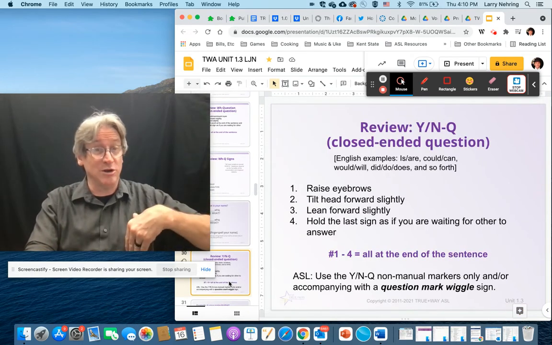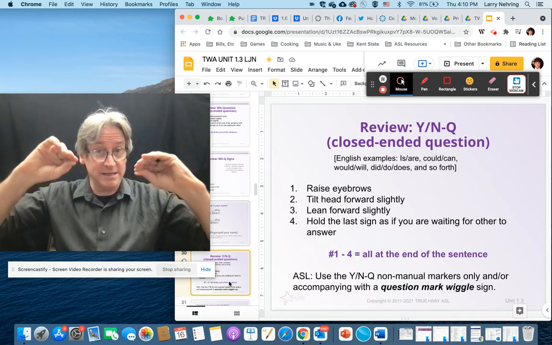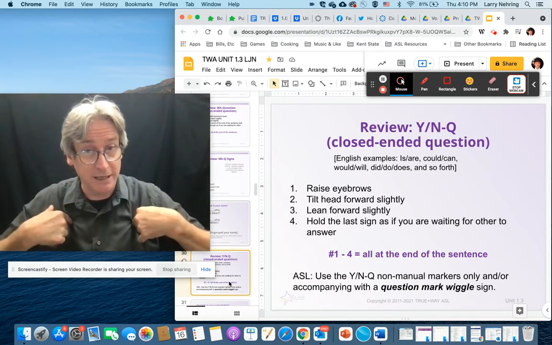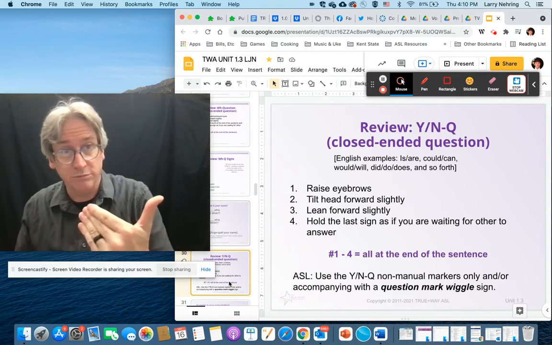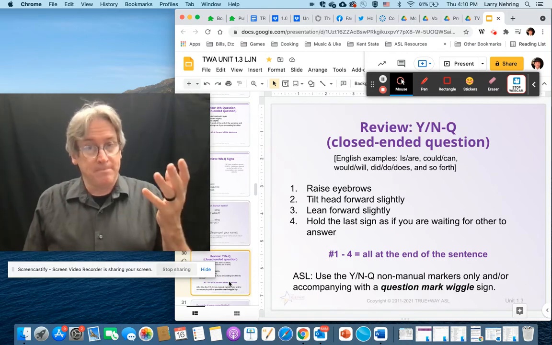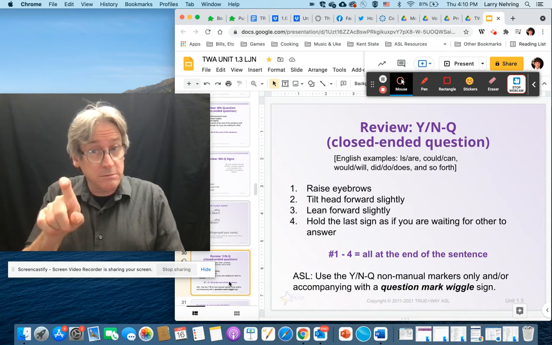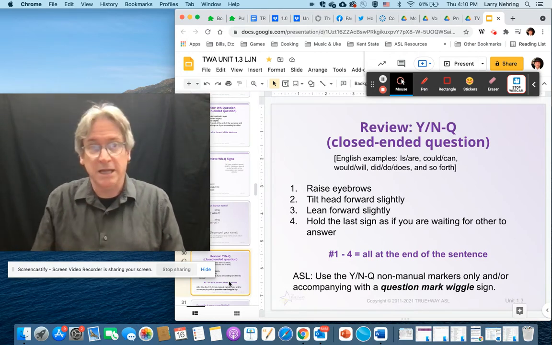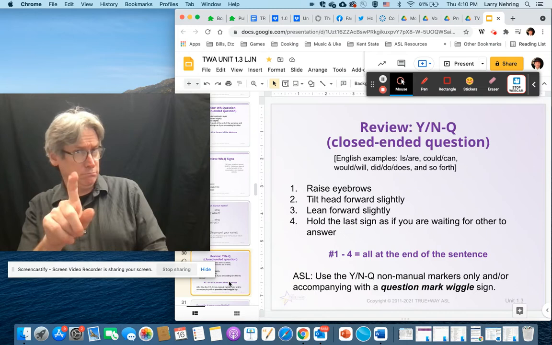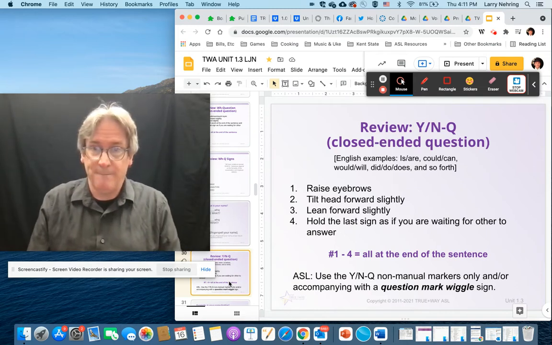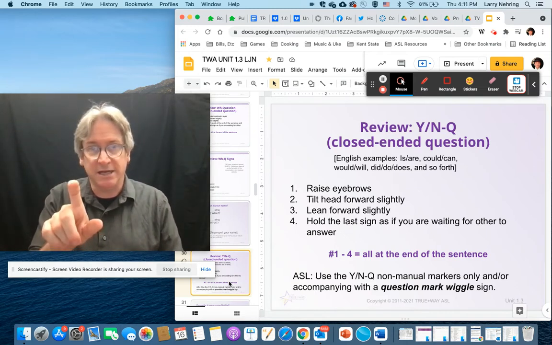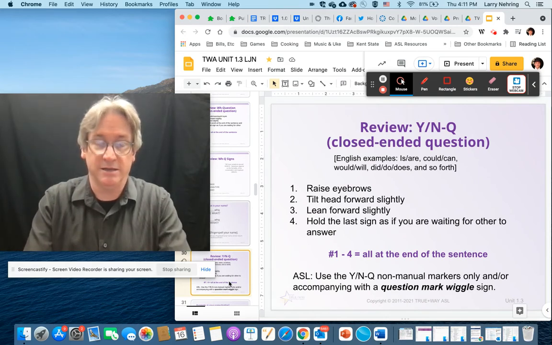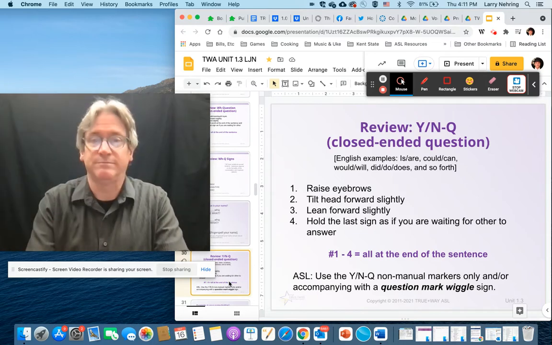Again, we go back to the yes, no questions. Eyebrows up. All these things happen at the same time. Eyebrows up, a little forward, leaning, tilting your head. Hold the last sign until the person starts to respond. You can also do this. Even without a question, it can be, so this is like a little question mark you can put at the end. It's also, it could be a right.